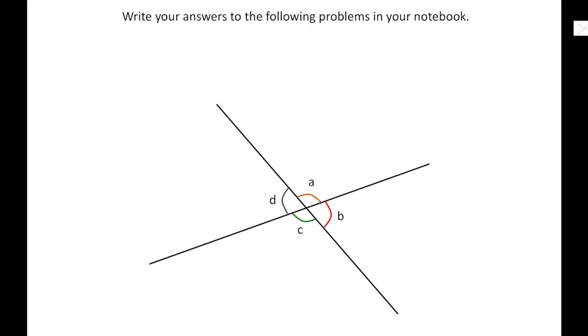Okay, give this one a try now. Again, I'm going to give you two values. Angle D is 75 degrees, angle C 115 degrees, and I want you to find angle A and angle B.